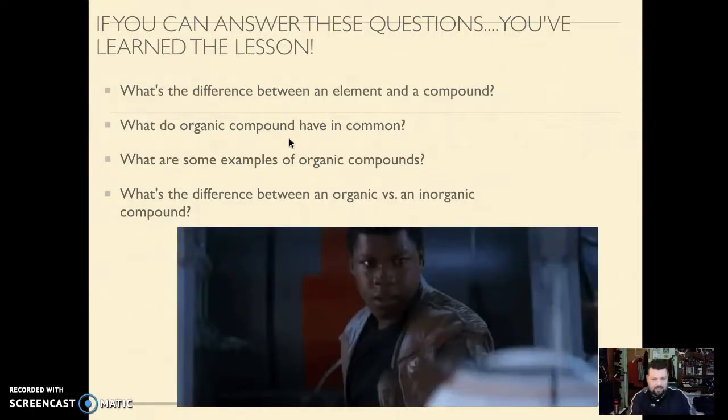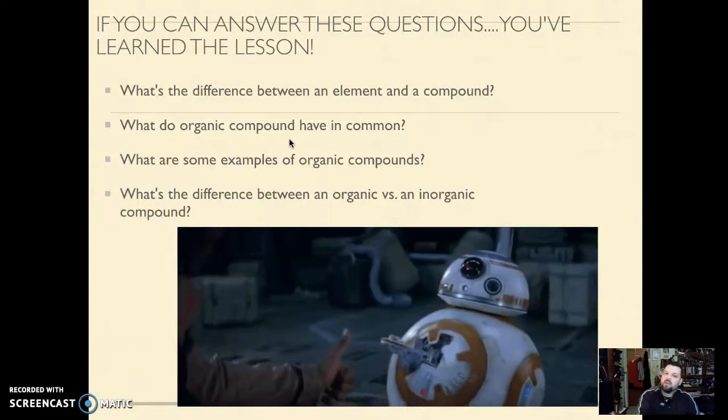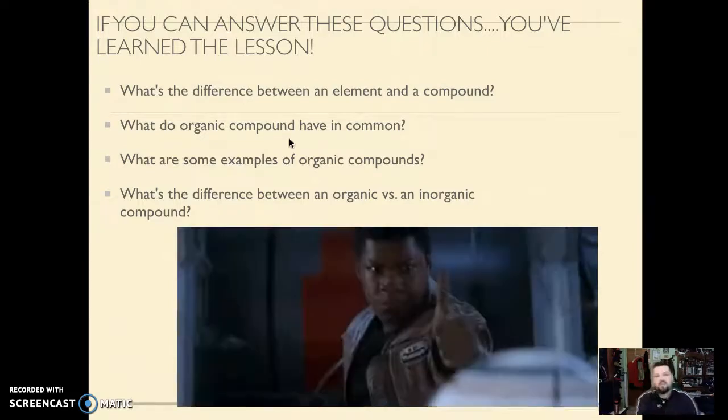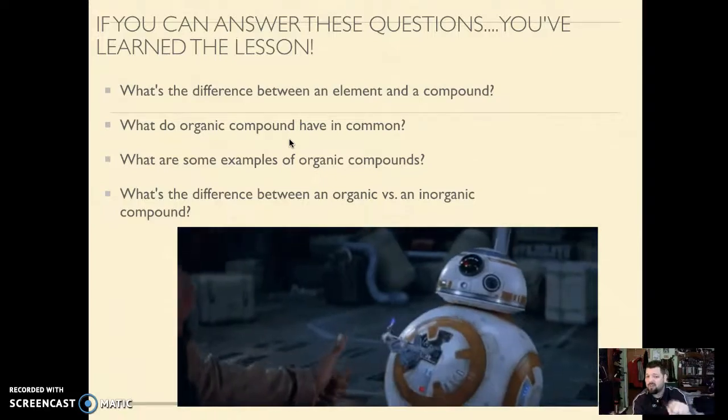So at the end of this lesson, now that we have understood the differences, if you can answer these questions right now, I think you have a really good understanding of what organic versus inorganic is. What is the difference between an element and a compound? What do organic compounds have in common? What are some examples of organic compounds, like the kinds you eat? What is the difference between something that is organic versus inorganic or not organic? Take a look again at the video if you need to get some answers. Make sure your notes are well done. Guys, I appreciate you being here. Thank you so much. BB8, myself, and Finn, we say great job. I'll see you in class.